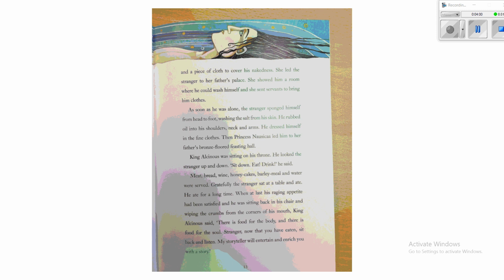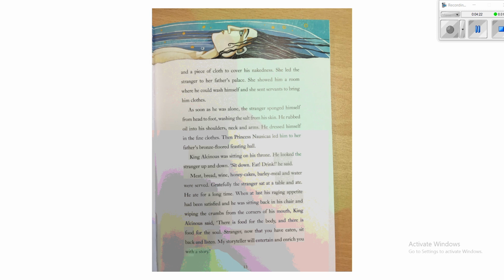As soon as he was alone, the stranger sponged himself from head to foot, washing the salt from his skin. He rubbed oil into his shoulders, neck, and arms. He dressed himself in the fine clothes. The Princess Nausicaa led him to her father's bronze-floored feasting hall. King Alcinous was sitting on the throne.